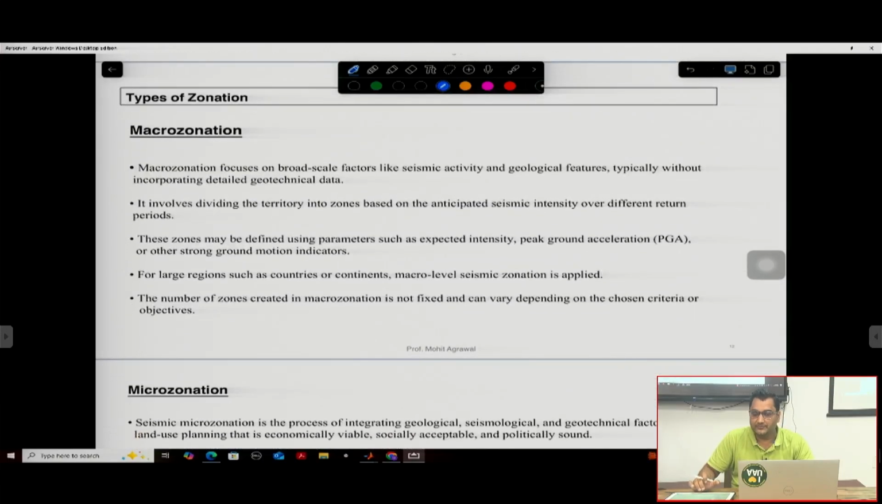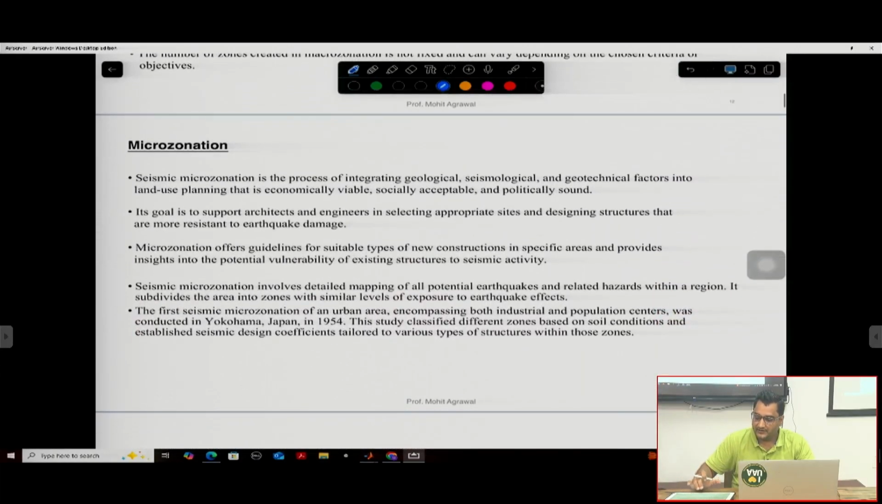Thereafter, we also discussed the types of zonation. That was macrozonation, which is done at the national and regional level or the continental scale, where you consider only inputs from seismicity or the geological features. Typically, you do not incorporate information from geotechnical data or site response studies. You also do not take into account the secondary effects of the earthquakes. Thereafter, we did talk about microzonation, which is basically the aim of this particular course.